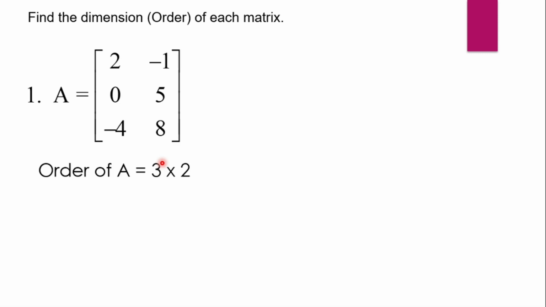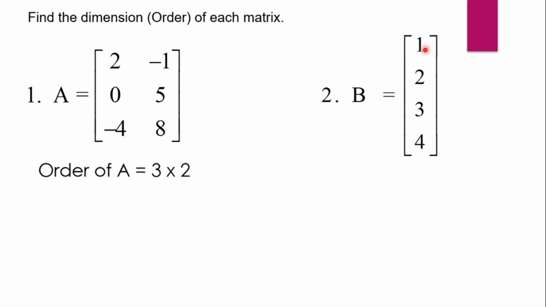Let's take another example. Here I have a matrix B having elements 1, 2, 3, 4. Now what is the order of the matrix? As you can see, I have first row, second row, third row and fourth row, and only one column. So therefore the order of this matrix is 4 cross 1.